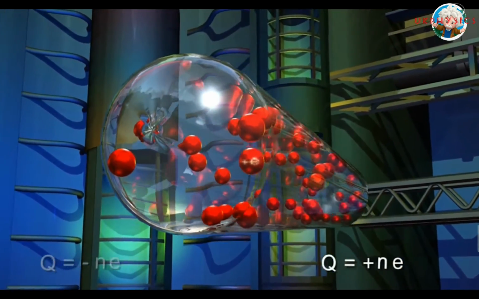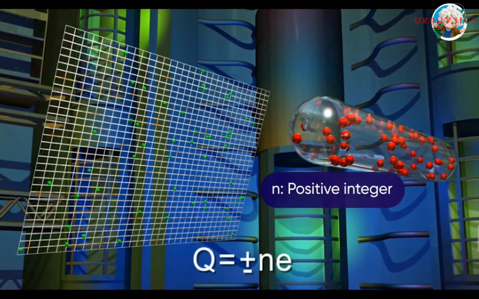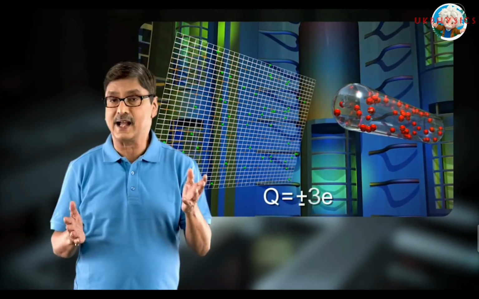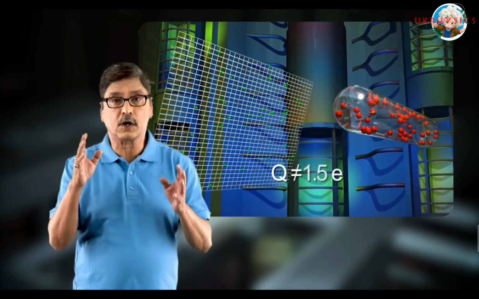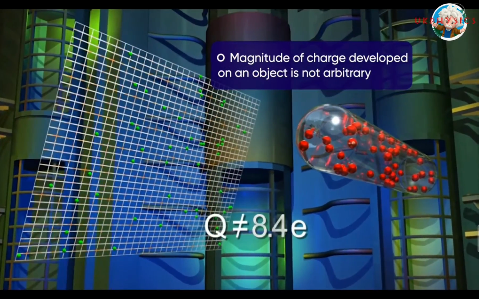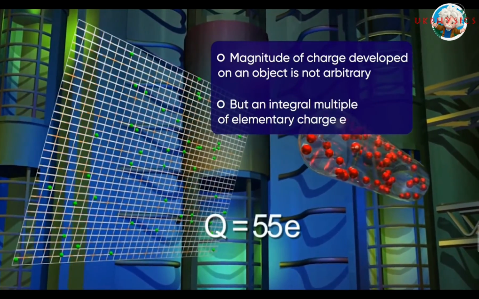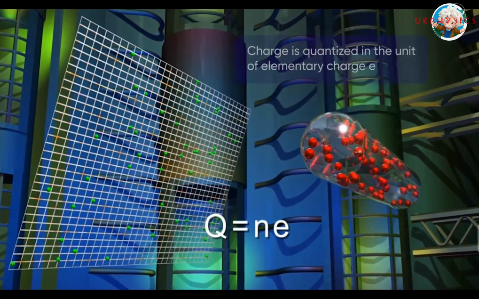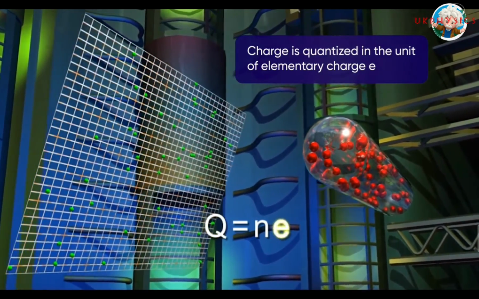In general, Q = ±ne, where n is a positive integer, which can take the values of 1, 2, 3, and so on. Thus, the magnitude of charge Q developed on an object is not arbitrary, but an integral multiple of the elementary charge e. In other words, the charge is quantized in the unit of elementary charge e.